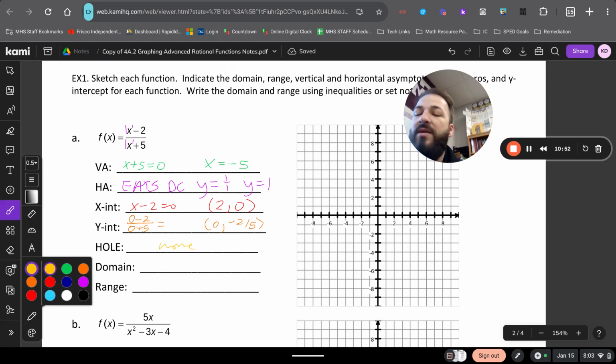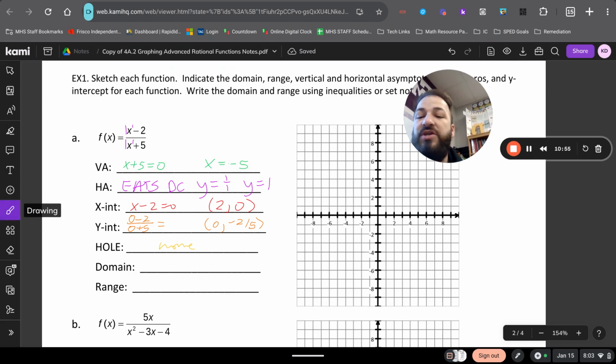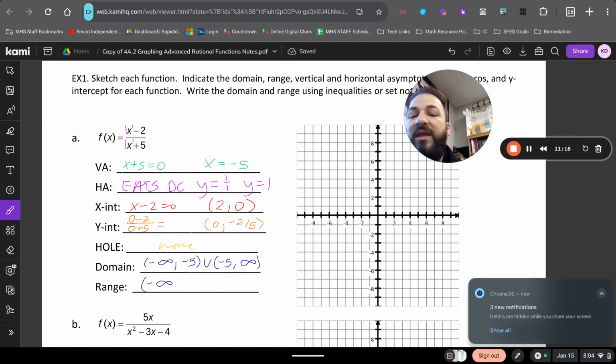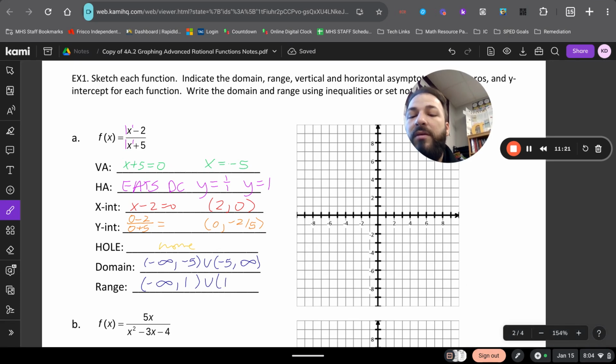And then our domain, I'm going to do interval notation on this one. So let's do negative infinity to my only discontinuity in the x direction, which is that negative 5, in union with negative 5 to infinity. And then our range, same thing, but I'm going to split it at that horizontal asymptote. So negative infinity to 1, in union with 1 to infinity. And that's really all there is to it, y'all.